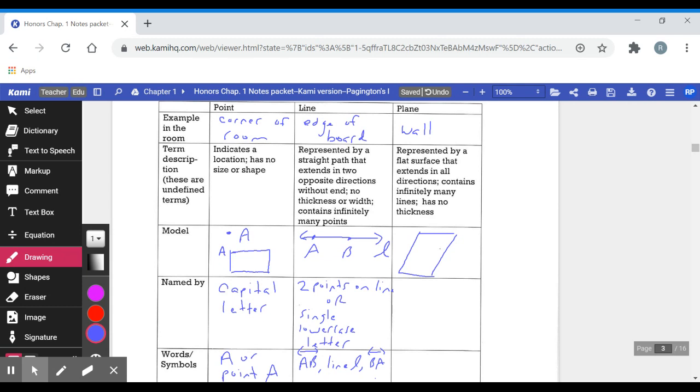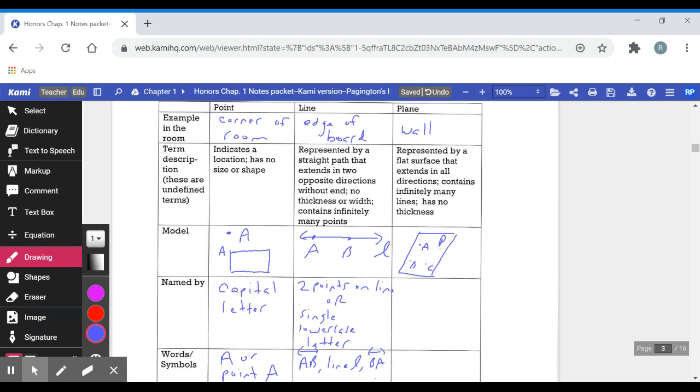And since lines are made up of lots and lots of points, then technically a plane is made up of lots and lots of points. And again, it has no thickness. Same idea as the point and the line. So if you look in the book, you may see some points on the plane. Like I might have point A, point B, point C. But I also may see like a capital letter in the corner of the plane. I'm going to call it plane P. So again, different ways to name a plane.